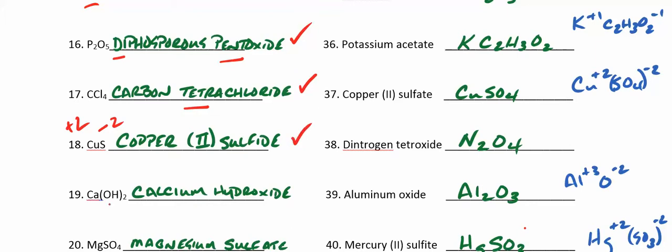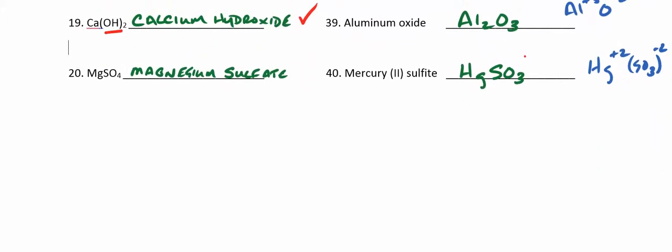Number 19, hydroxide is OH, so we call this calcium hydroxide. Calcium is in the second column, so we don't have to worry about charges there. And the last one, magnesium sulfate. Again, sulfate is a polyatomic ion. Magnesium is in the second column. Again, no need to worry about Roman numerals this time. We simply need to concern ourselves with the fact that Mg is magnesium. So we have magnesium sulfate just like that.